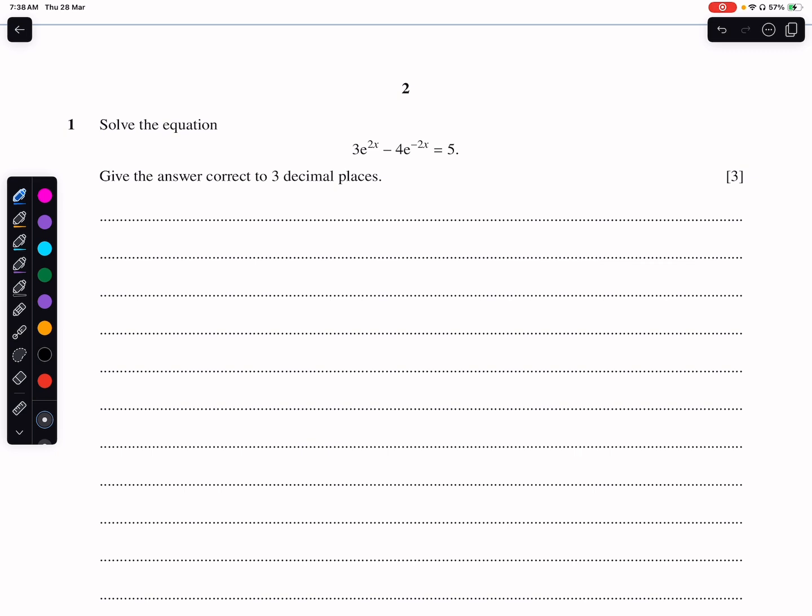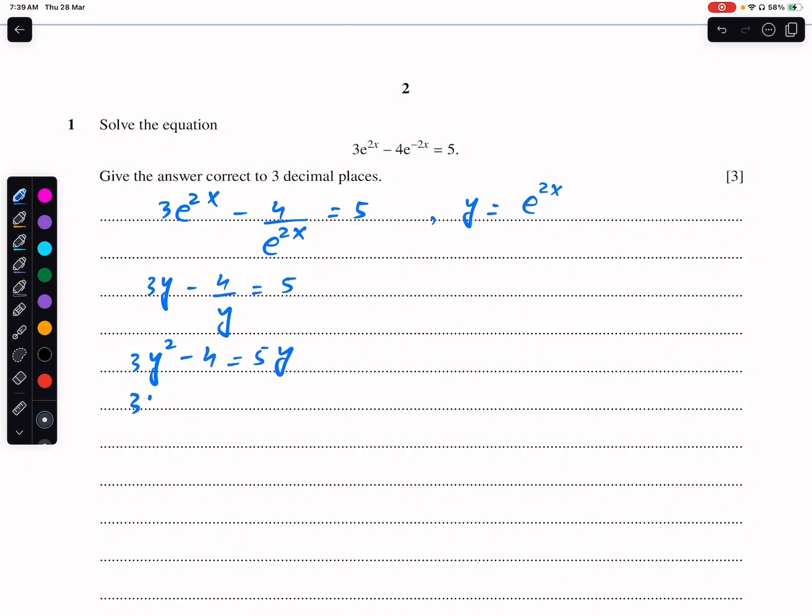Okay, so let's write 3 minus 4 over e raised to power 2x is equal to 5. And then we can put it like y is equals to, let's say, e raised to power 2x. So this will become 3y minus 4 over y is equals to 5. So 3y square minus 4 is equal to 5y. 3y square minus 5y minus 4 equals to 0. So this is a quadratic equation.